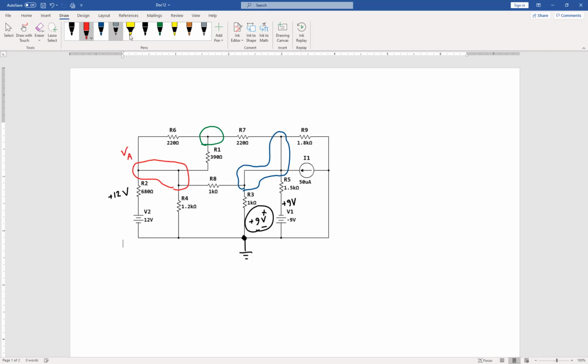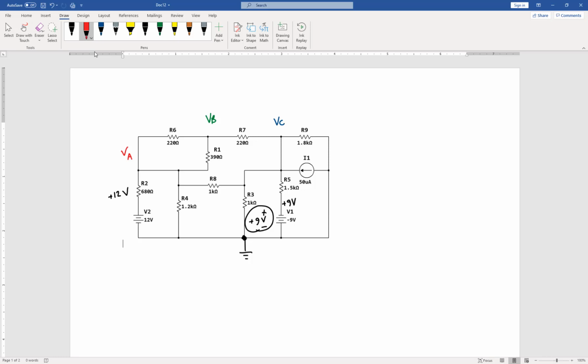So let's call them VA, VB, and VC. Okay. Now we have to write KCL equations for these nodes. So remember, nodal analysis involves writing KCL equations for the nodes and then converting those KCL equations into voltage divided by resistance. So let's start with VA and let's find all of the currents.